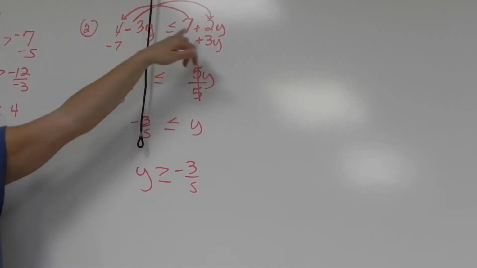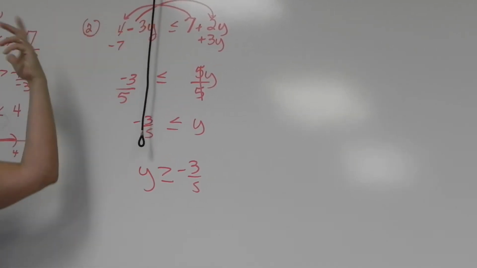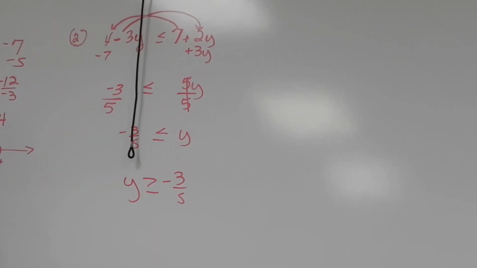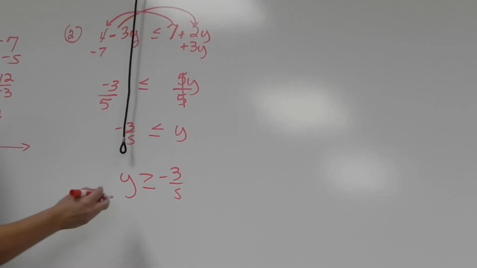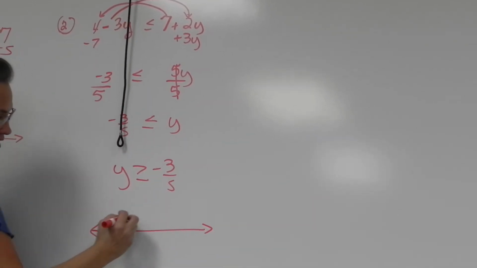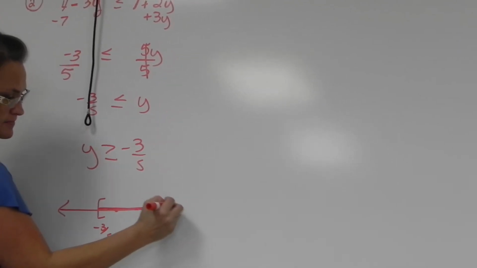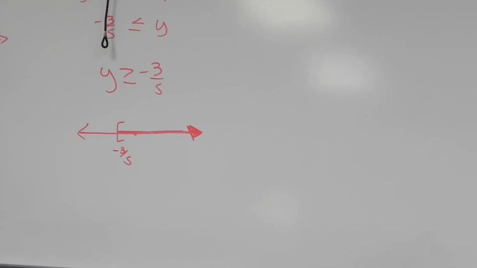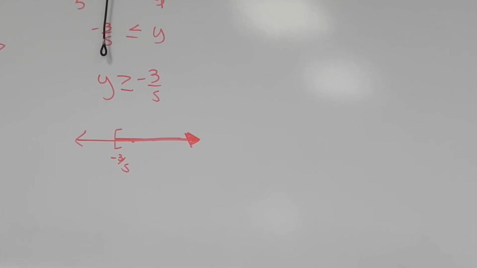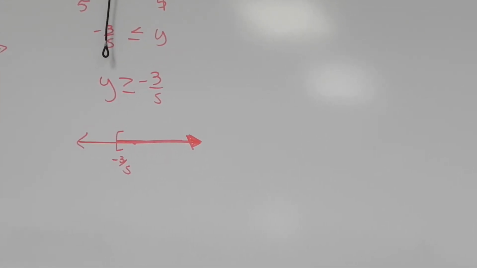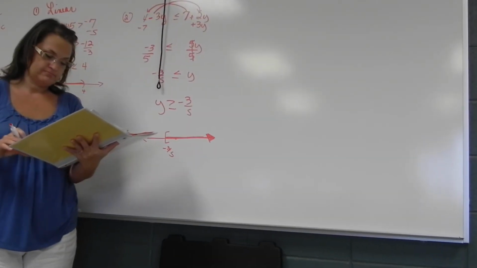We could have gone the other way and subtracted the 2y and solved it from that side, and then I wouldn't have to turn it around. So this is greater than -3/5 or equal to, so I use a bracket. Looks like that. In your note packet, I did it the other direction. So that's why you see that's the same answer.